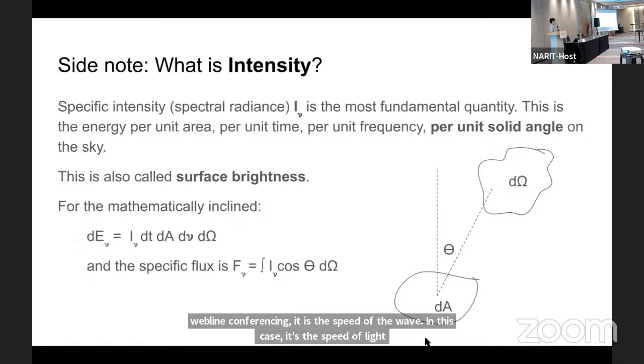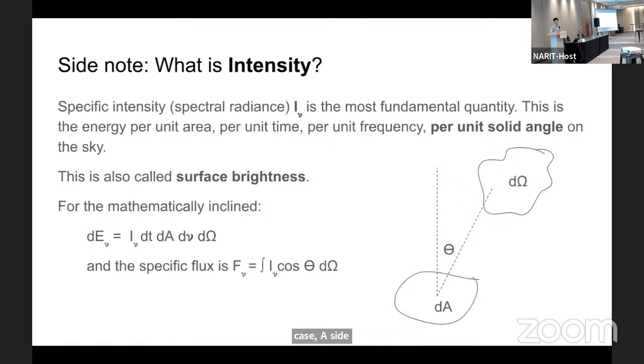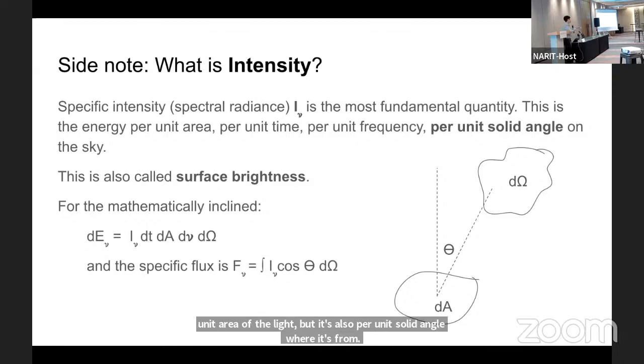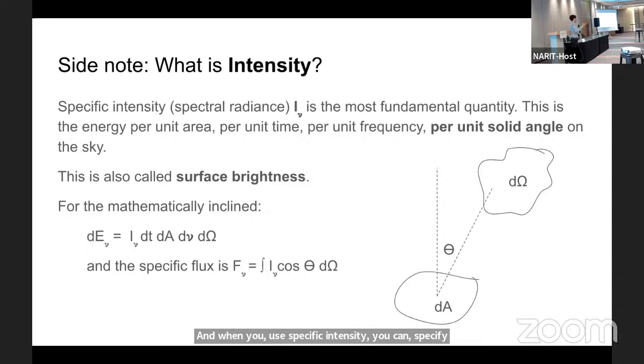A side note, if you're so physically inclined, there's another granddaddy of all the quantities called intensity or specific intensity. This is the most fundamental quantity that we use in radiative transfer. The added detail for intensity is that it's not just per unit area of the light, but it's also per unit solid angle of where it's from. And when you use specific intensity, you can specify everything that you want about a light ray.